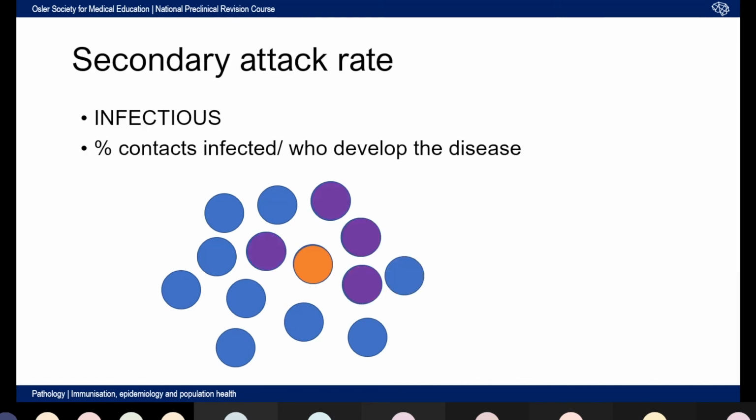Then we have the secondary attack rate. This is a measure of the infectivity of a pathogen, and it's the percentage of contacts of an infected person who then develop the disease. So for example, we have our primary person being infected, so the attack rate will be 1 over the total. And that person then causes infection of 4 more people. So these are the people you consider when you're calculating the secondary attack rate.